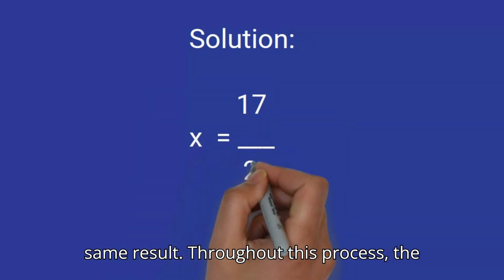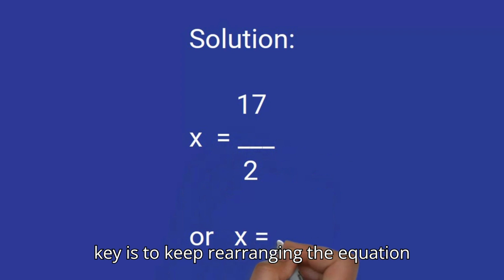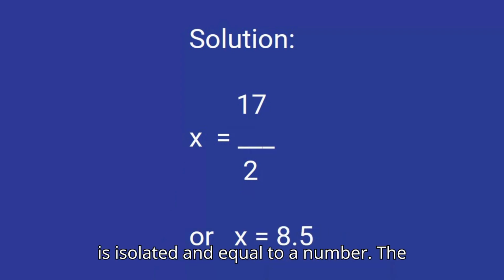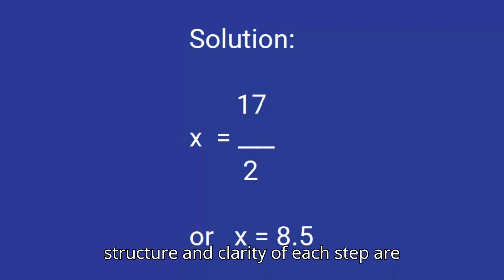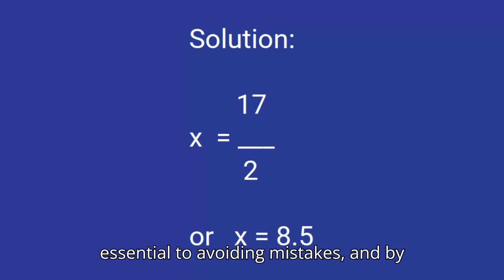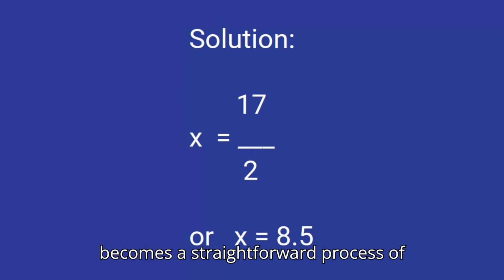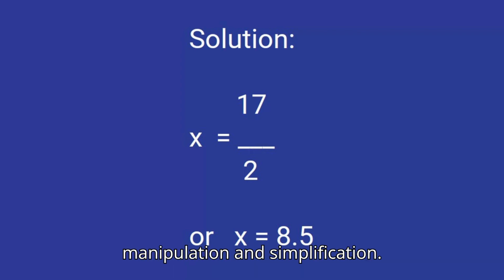Throughout this process, the key is to keep rearranging the equation logically until you reach a form where x is isolated and equal to a number. The structure and clarity of each step are essential to avoiding mistakes, and by following these steps, solving equations becomes a straightforward process of manipulation and simplification.